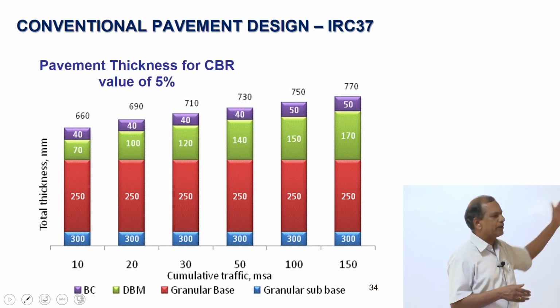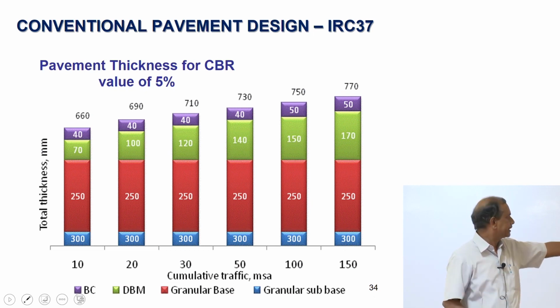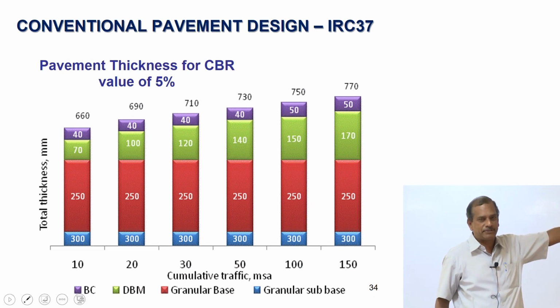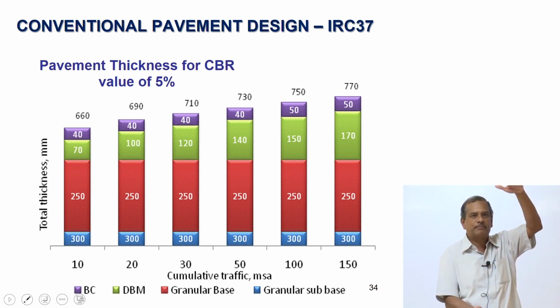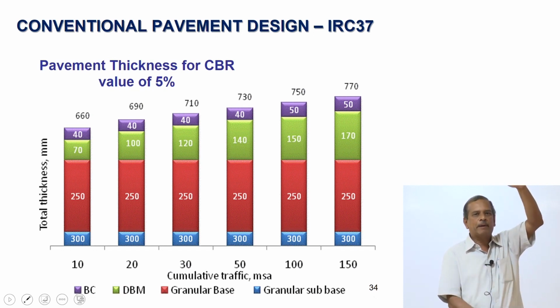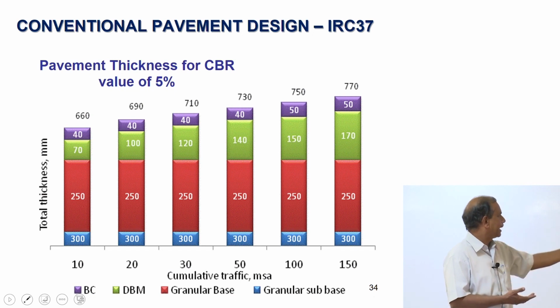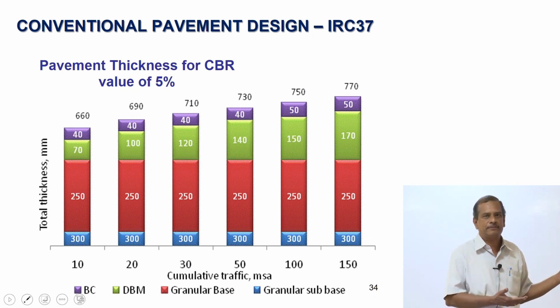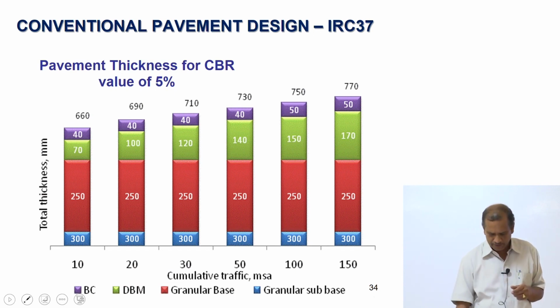If subgrade CBR is 5%, and the traffic is around 150 million standard axles, the thickness of the pavement is of the order of around 77 centimeters. If the subgrade strength is not 5, but 4, 3, 2, then the thickness will go up to even 1000 millimeters. So, weaker the subgrade, higher the traffic, thicker is the pavement. Out of this, the bituminous layer is around maybe 220 millimeters. We have 250 millimeters of a granular layer and a sub-base layer of 300 millimeters. So, how do I reduce the material consumption is the first challenge before you when you graduate.